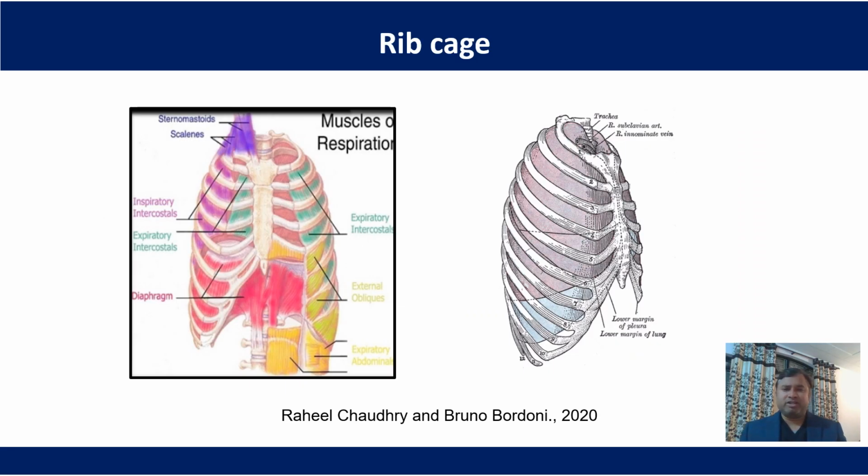So I want to remind you here, this is the rib cage where the external intercostal muscles and internal intercostal muscles are present, and the lower region is shown here as the diaphragm. So you can see here this is the diaphragm and this is the external intercostal muscles, and this is the rib cage where the lung is situated.